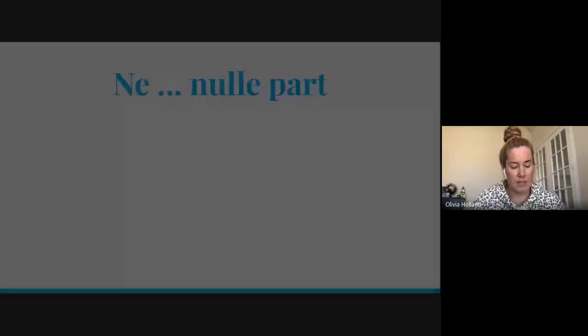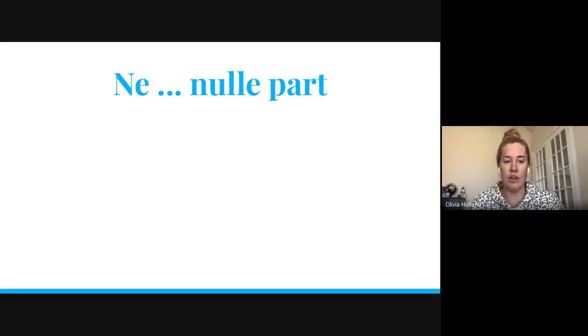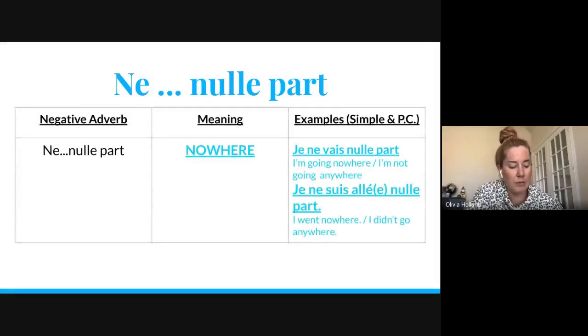The next one is ne nulle part, and ne nulle part means nowhere. So again, in simple tenses, it doesn't change. You just put it around the verb. But in passé composé, you have the nulle part at the end. Je ne suis allé nulle part, which means I went nowhere. I didn't go anywhere.